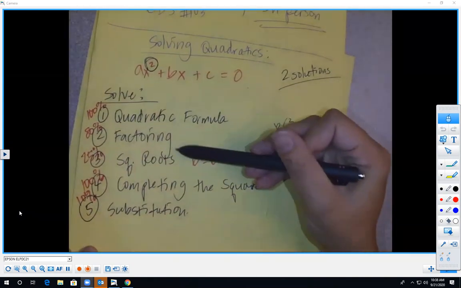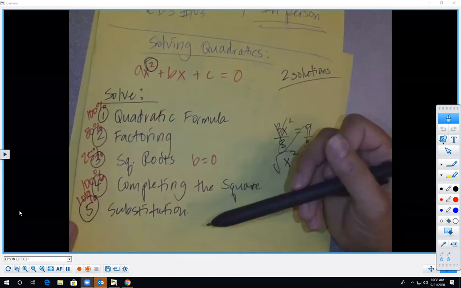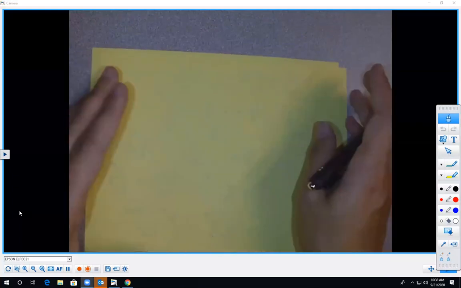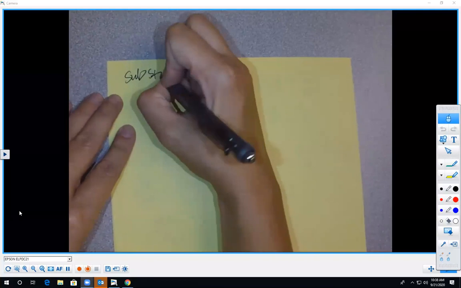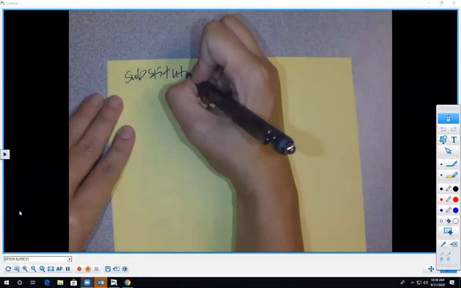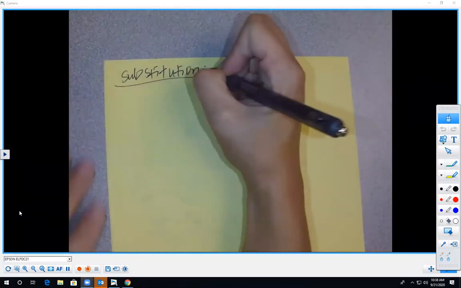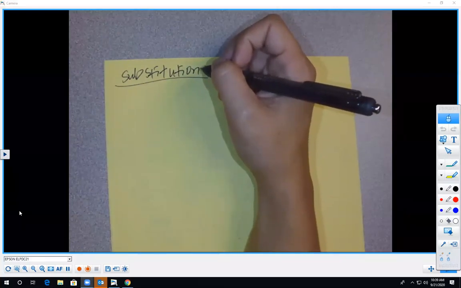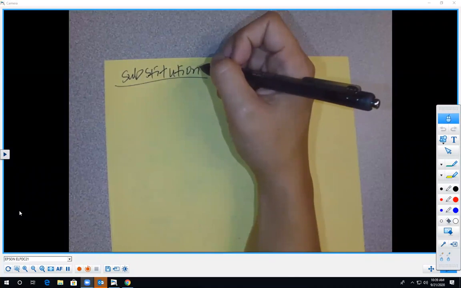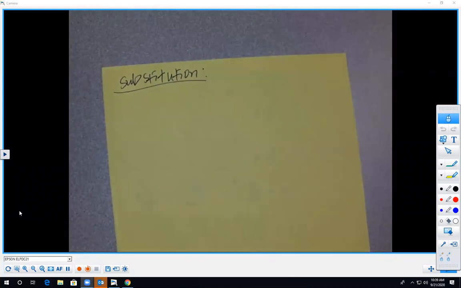The last way, so we've talked about quadratic formula, factoring, square roots, completing the square. The last way we're going to talk about is substitution. Again, substitution does not happen very often, but when it does, it's very, very helpful. We use substitution when something is not exactly a quadratic, but it looks a lot like one.